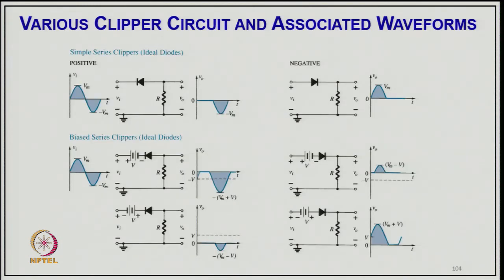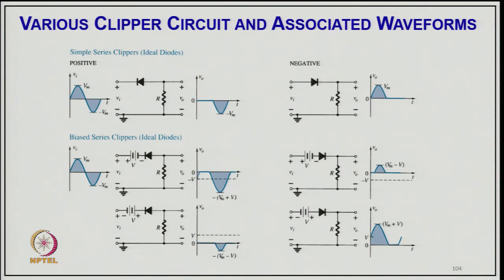And here you can see the simple series clipper, as we already discussed, where the diode will conduct typically only on the negative half cycle. So, negative will appear, and if you have a supply voltage of opposite polarity, it will conduct even from typically 0 to minus Vm. This will also add to it. So, you will get 0 to minus Vm, and typically it will be minus Vm to minus V that will appear across the output.